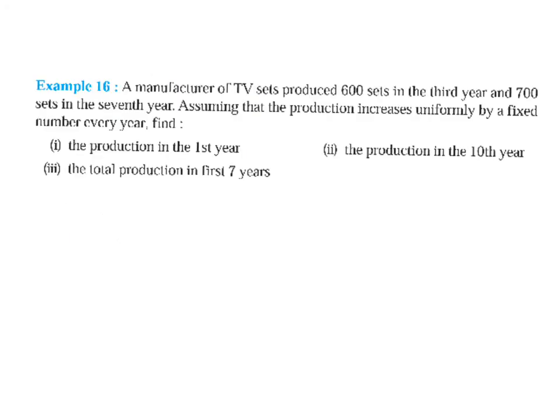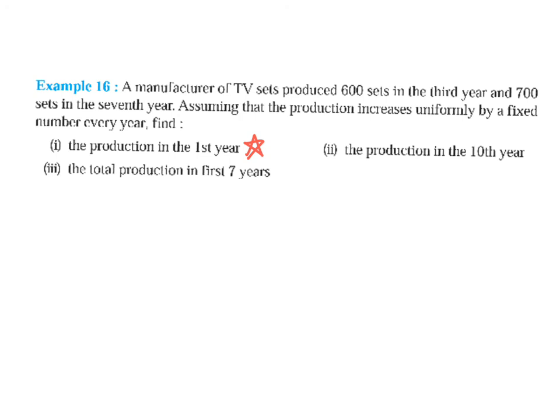A manufacturer of TV sets produced 600 sets in the third year and 700 sets in the seventh year. Assuming that the production increases uniformly by a fixed number, that means it's an arithmetic progression. Find the production in the first year. Let's do one by one.